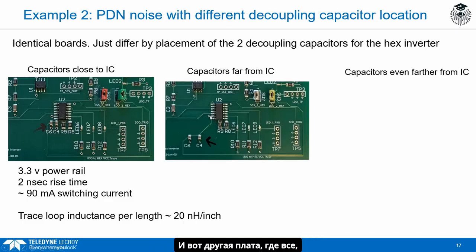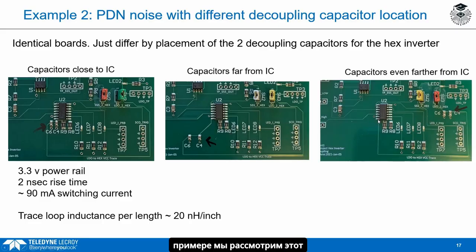And now here's another board where all I've done is move those capacitors a little farther away. So I've got extra inductance in this path. And in the third example we're going to look at, here's that power path. And look, I did a really absurd thing. I moved those decoupling capacitors really far away.